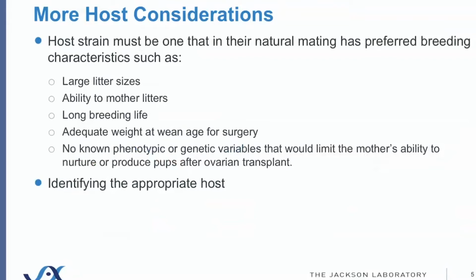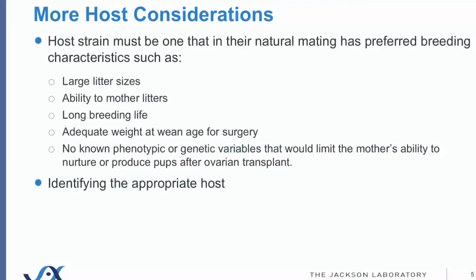More host considerations that we like to think about are really the host strain and their productivity. You wouldn't want to choose a host strain that has small litters or are not very good mothers. So we look at different aspects of the host strain itself and make sure that all of those qualities are ones that we would want to have with a successful ovarian transplant, to be able to breed them through a long breeding life. Another thing is adequate weight at wean age.